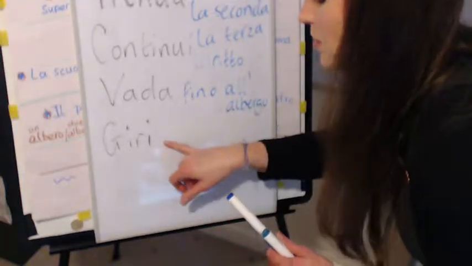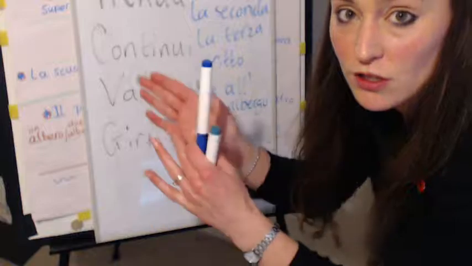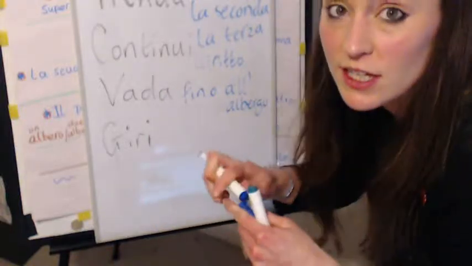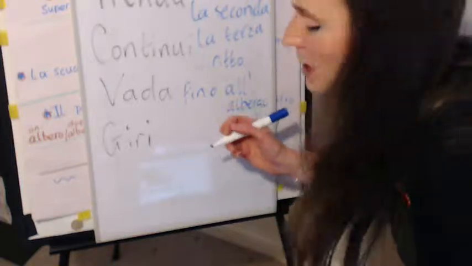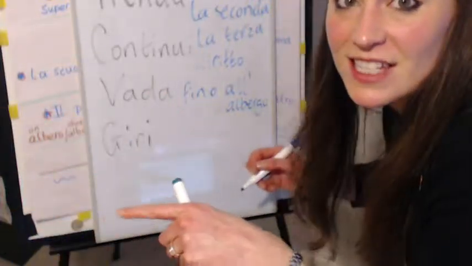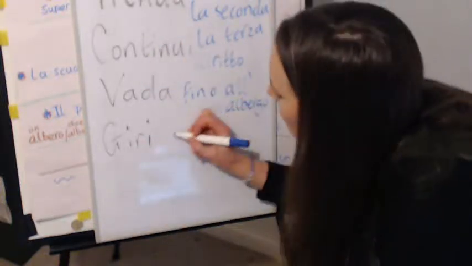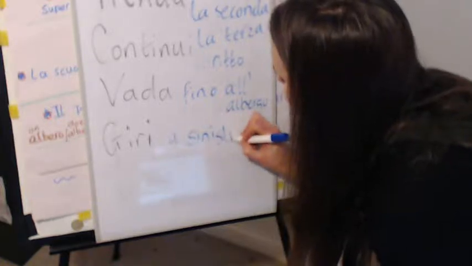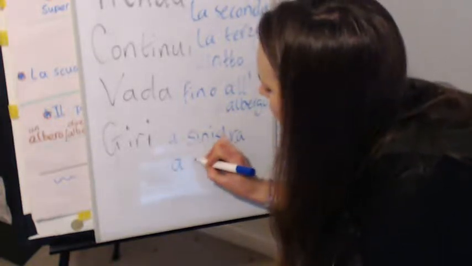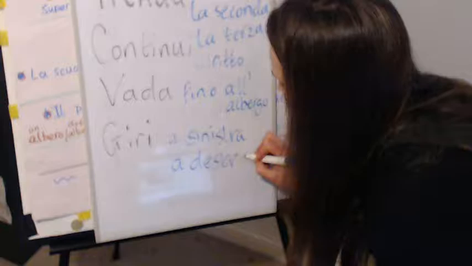So giri comes from the verb girare, which means to turn. And I think Nick pointed out that you have something like the Giro d'Italia. Sì, bravo. So that is the tour of Italy, so it's related to turning or going in a circle, if you like, or a loop. Giri a sinistra. Or you might hear giri a destra.